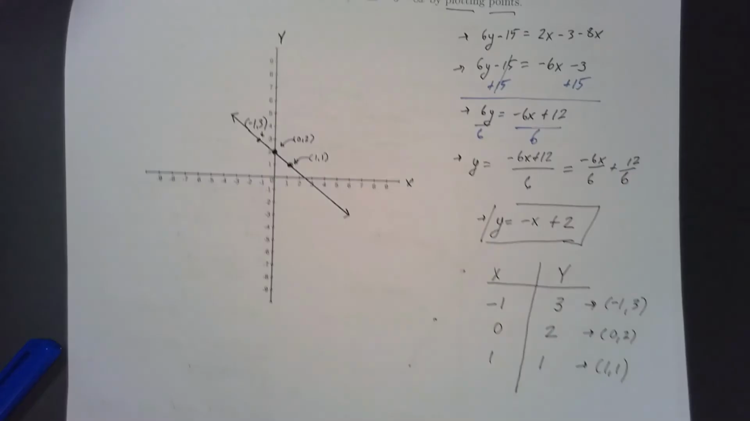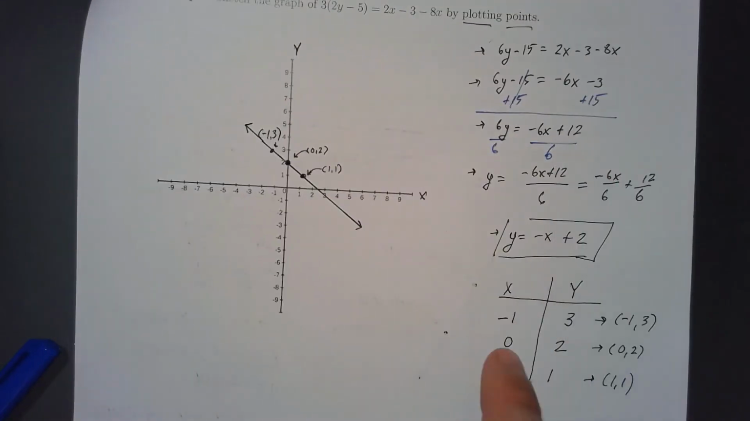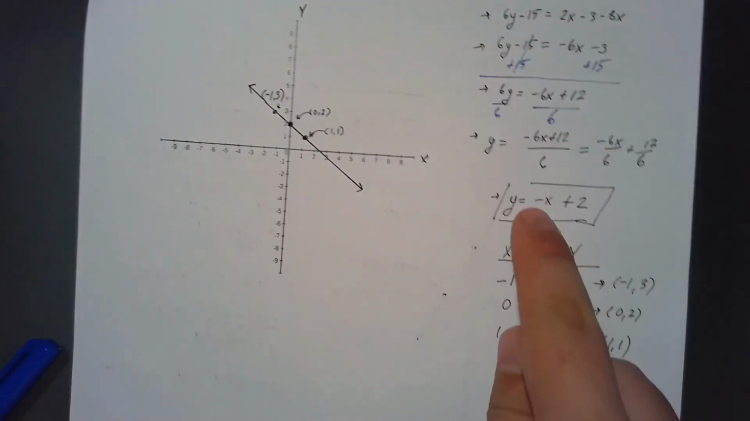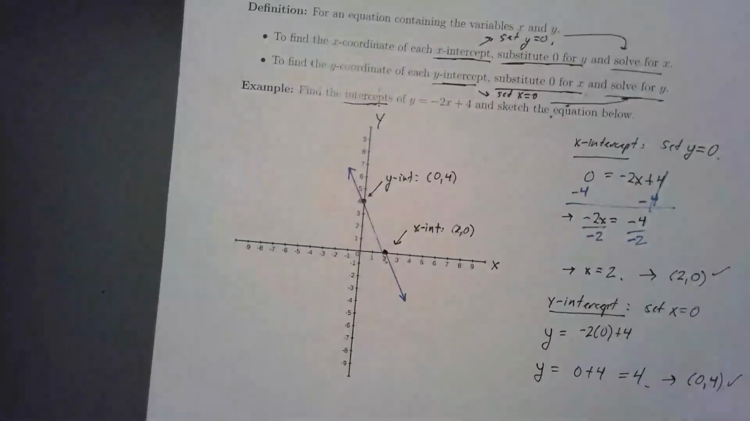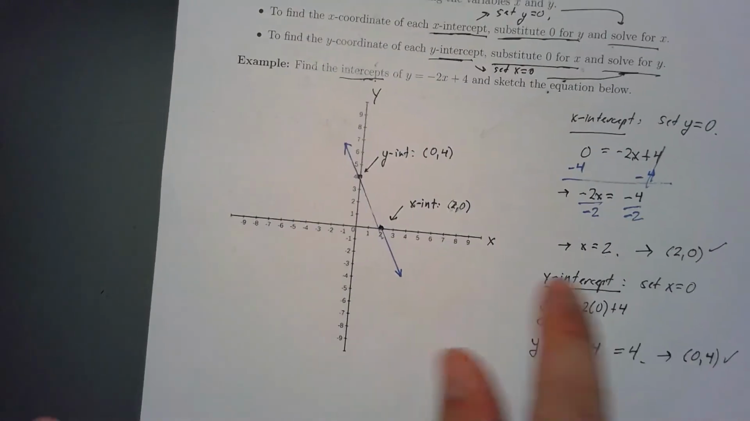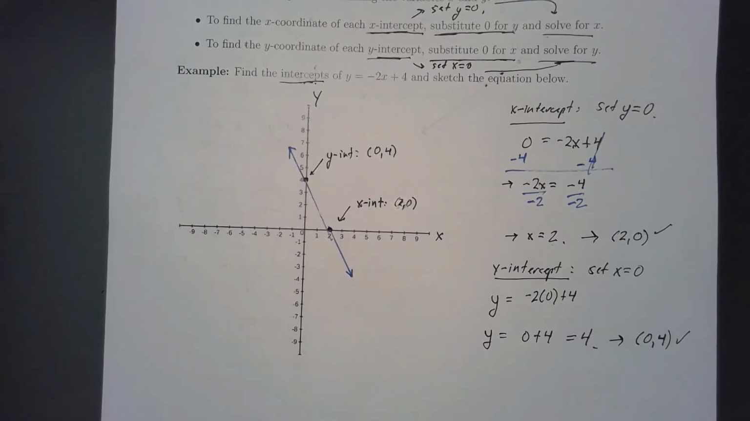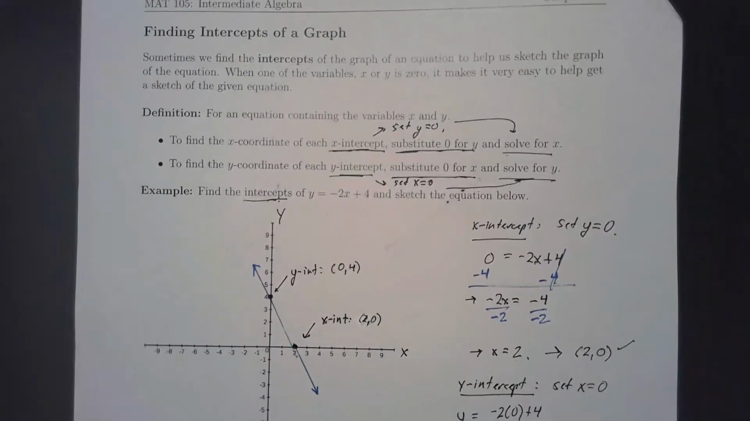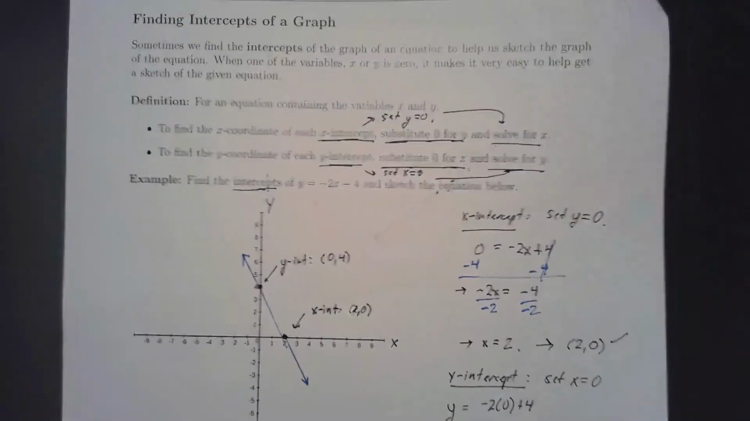Instead of plotting points like we did on the previous problem, there's nothing hard about this, but it takes more steps, because you're not working with nice numbers. When you're finding intercepts, you get the same result much more efficiently, which is nice. So again, intercepts are important going forward. They're important to know about. So just keep that in mind.